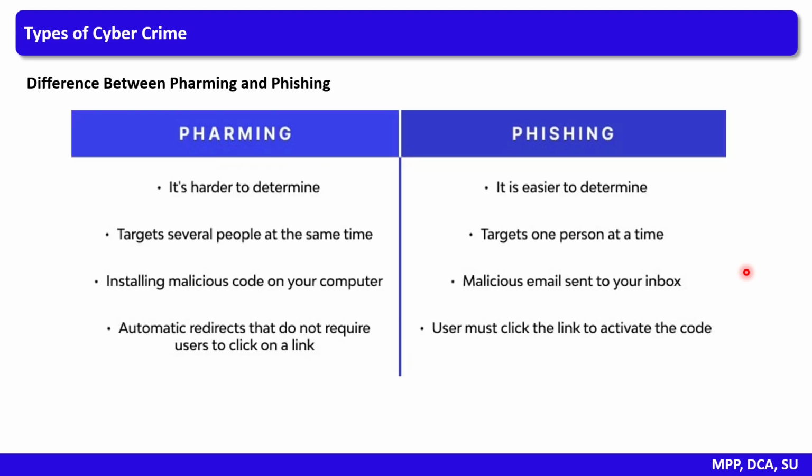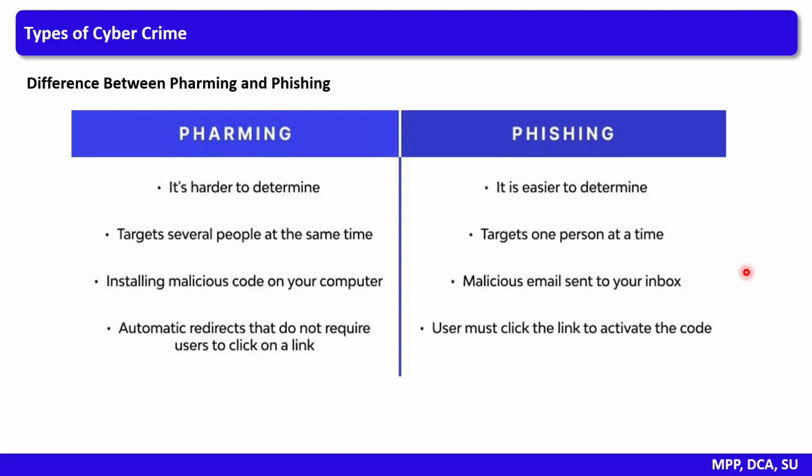Now let us try and understand the basic difference between farming and phishing attacks. Let us begin with farming attacks. Farming attacks are very hard to determine. Farming targets several people at the same time. Farming involves installing malicious computer code onto your computer or the server, redirecting you to a fraudulent website using which an attacker attempts to extract information from you.